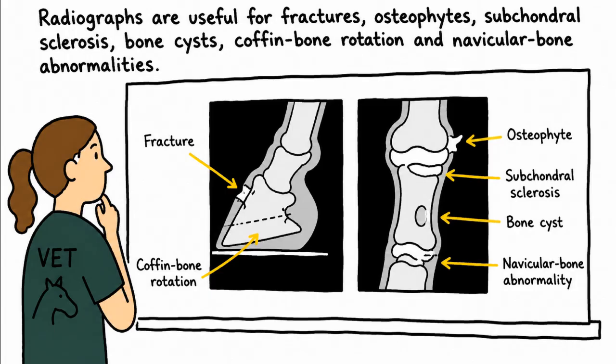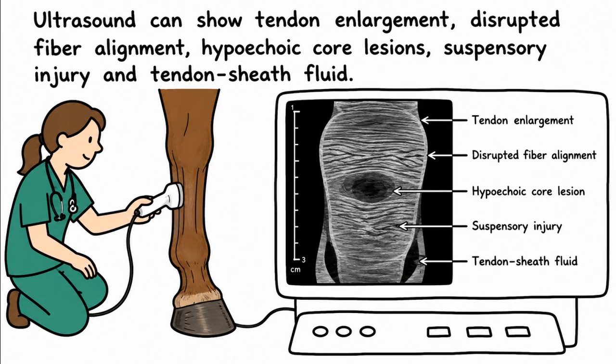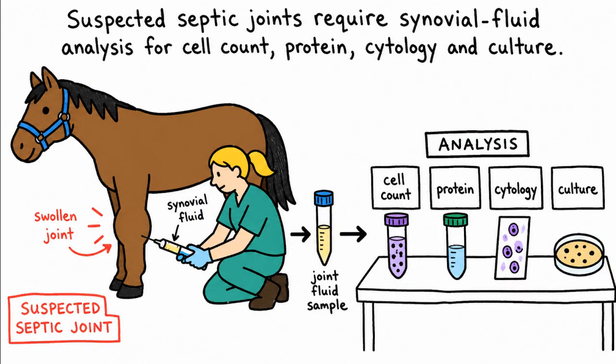Radiographs are useful for fractures, osteophytes, subchondral sclerosis, bone cysts, coffin bone rotation and navicular bone abnormalities. Ultrasound can show tendon enlargement, disrupted fiber alignment, hypoechoic core lesions, suspensory injury, and tendon sheath fluid. Suspected septic joints require synovial-fluid analysis for cell count, protein, cytology, and culture.